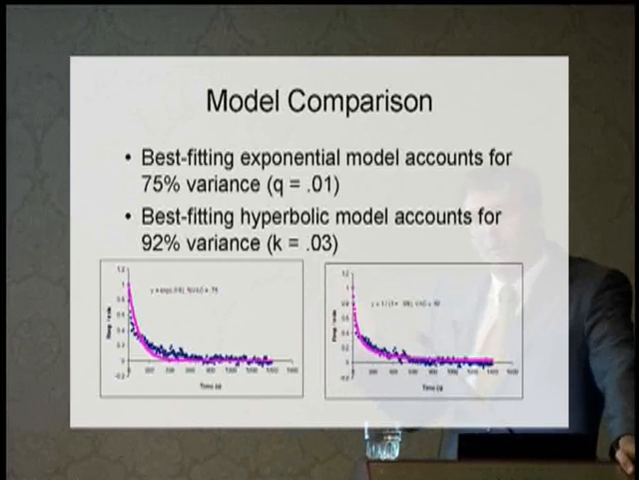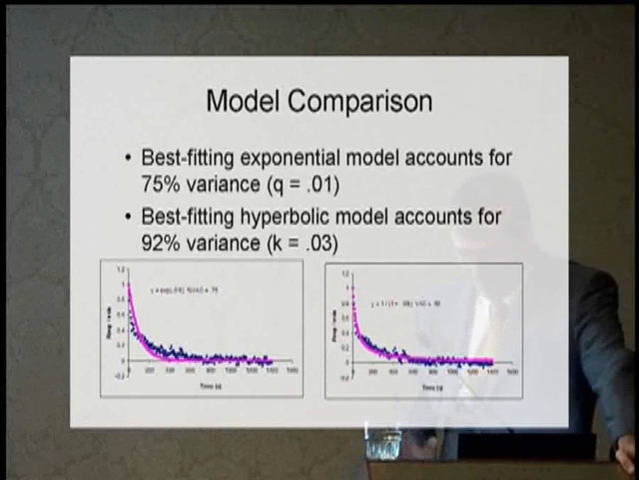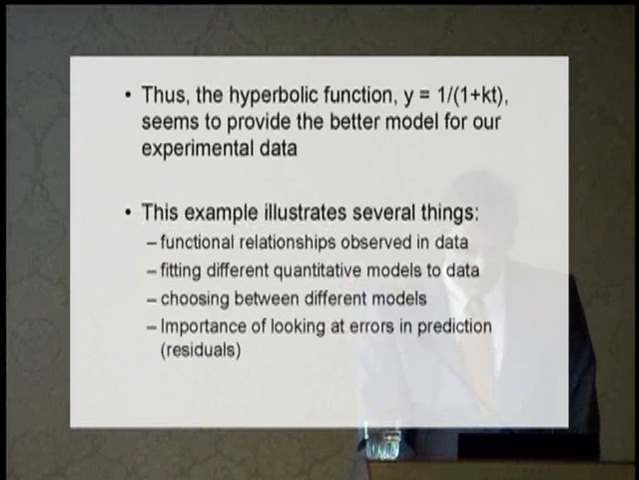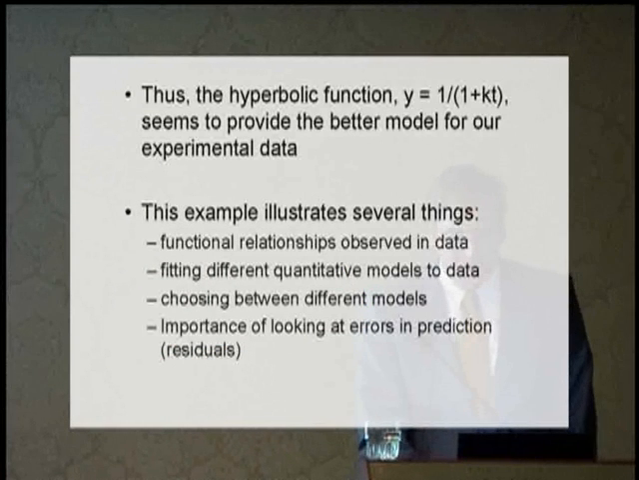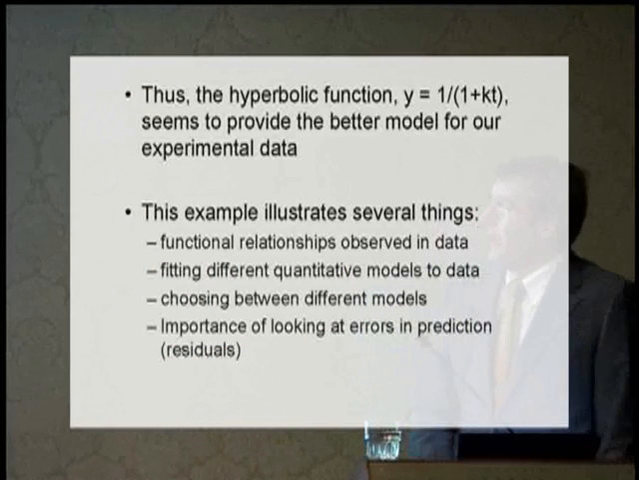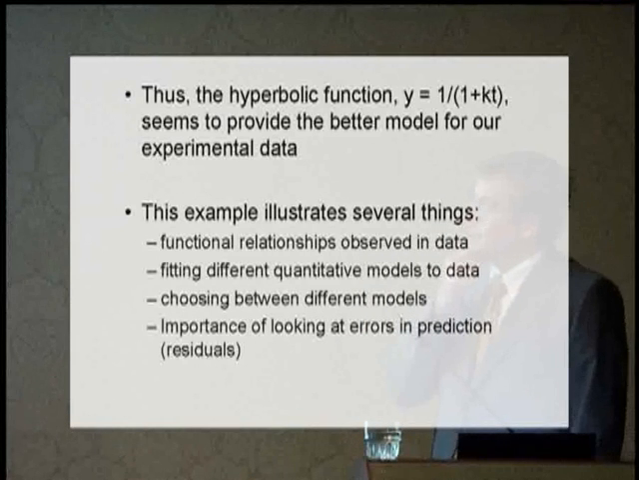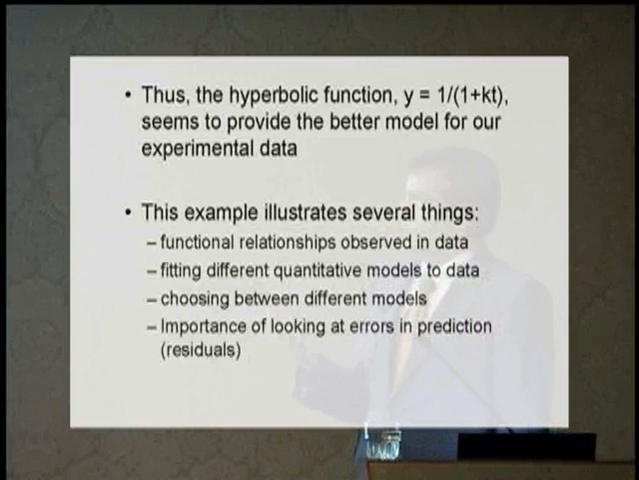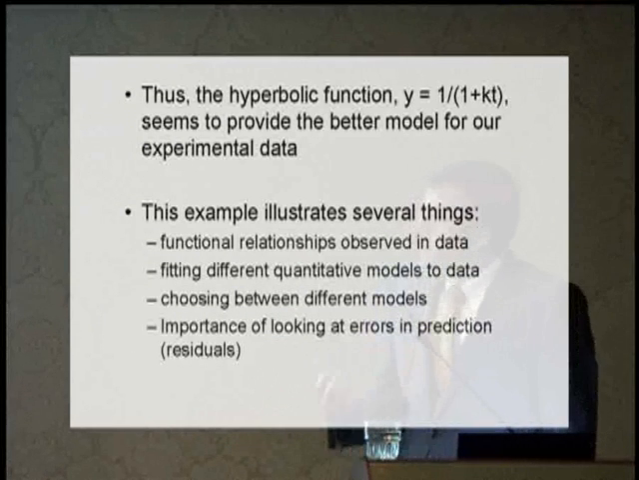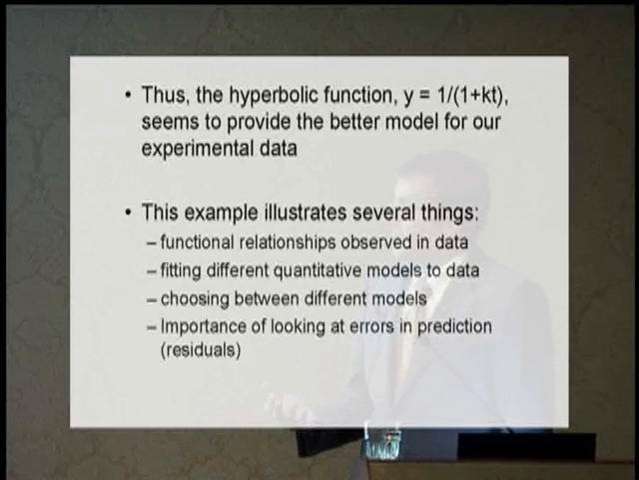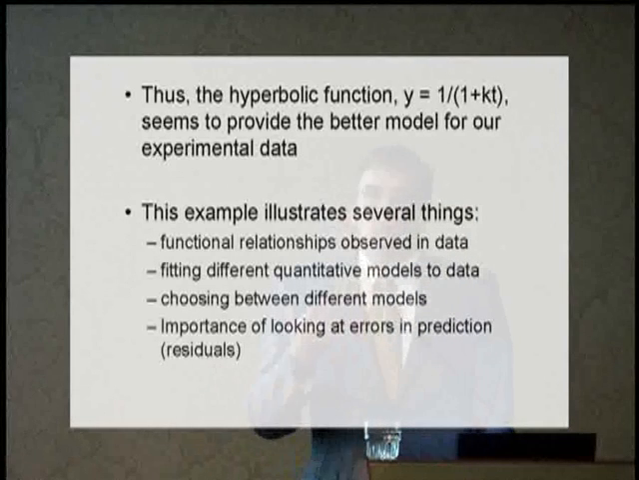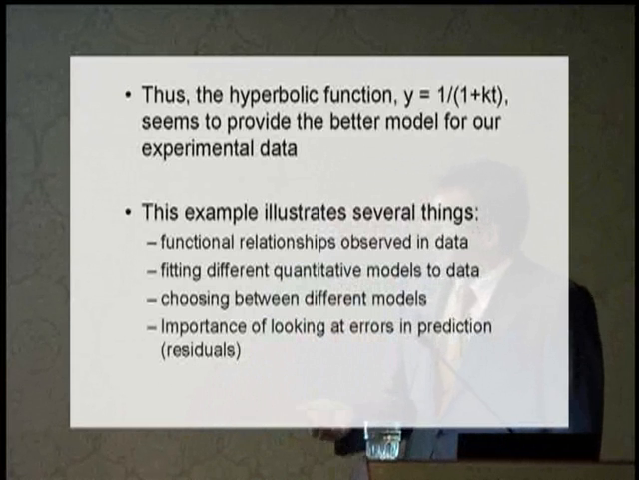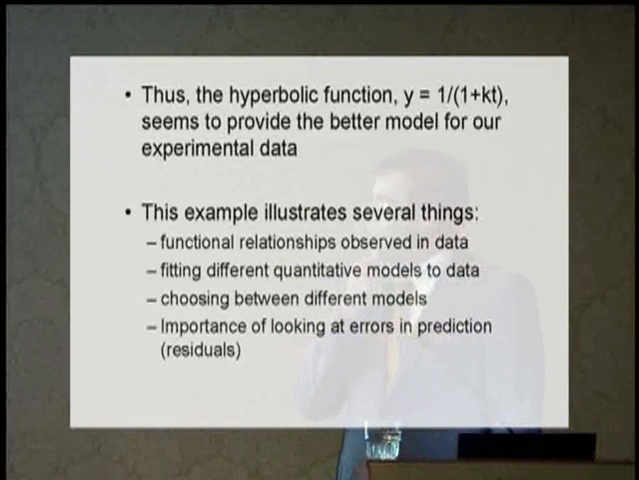These are unpublished data, just from an experiment that I did a number of years ago. Okay, the hyperbolic function seems to provide the better model for our data, and this example has illustrated a number of things. Simply that we can identify functional relationships observed in data, the technique of fitting different quantitative models to data, choosing between models, in other words, picking out the model that does a better job of accounting for the variance in the data, and the importance of looking at errors in prediction.